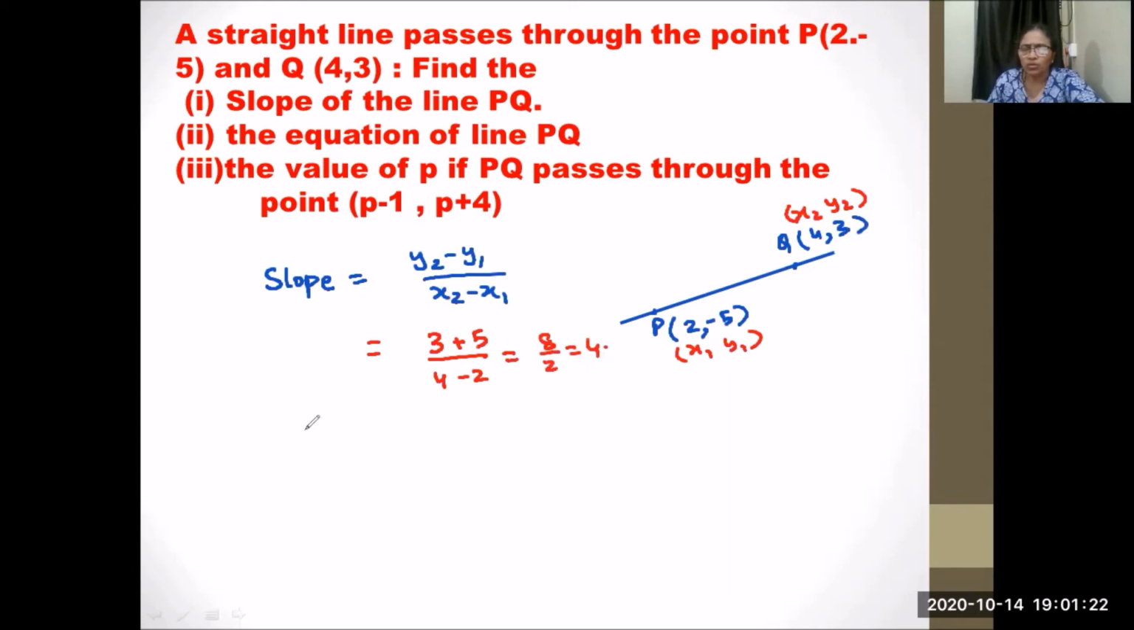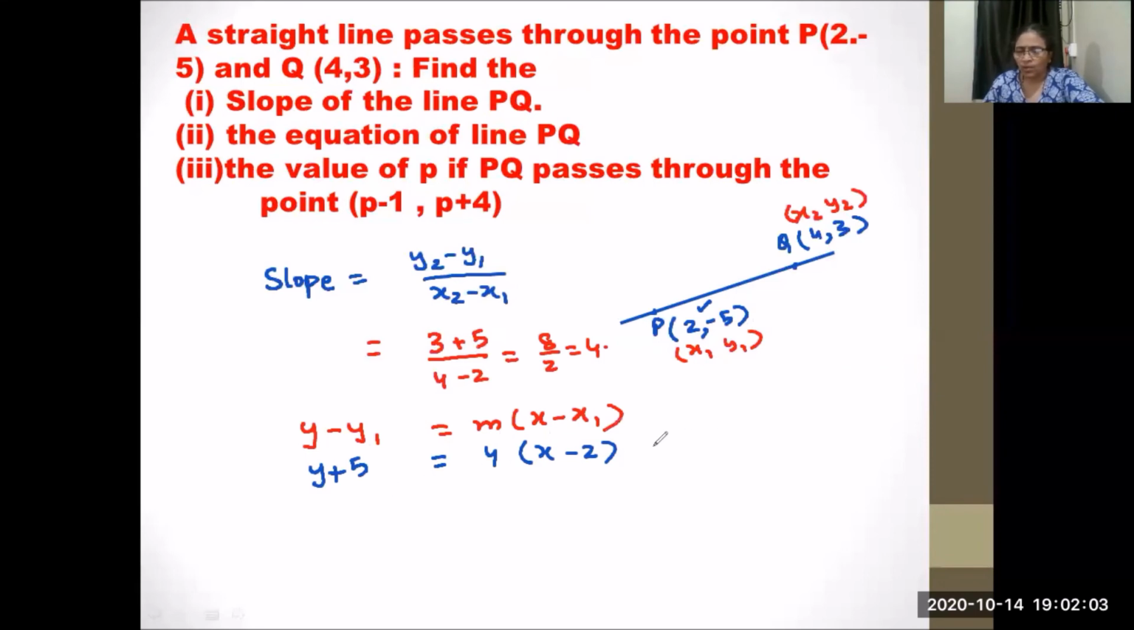Now using the formula y minus y1 is equal to m into (x minus x1), you can find the equation of the line by putting any one of the values (x1, y1). So y minus of minus 5, that is y plus 5. Now the slope is 4, x minus 2. If you are taking (x1, y1) as this point, both of them need to be of this same point only. Keep that in mind.